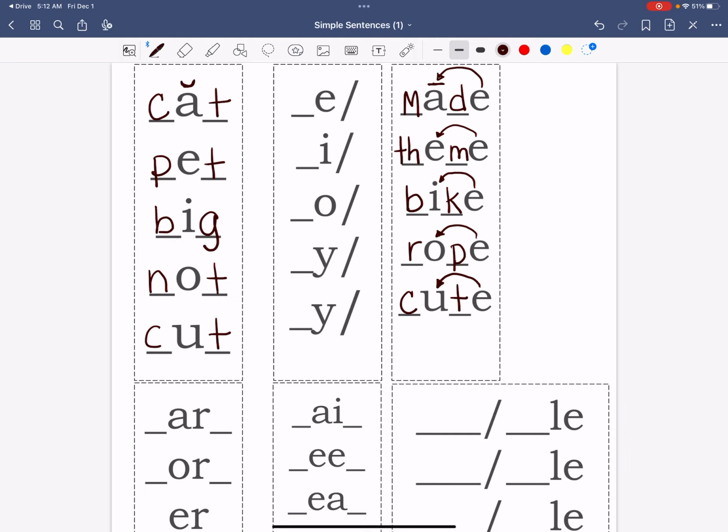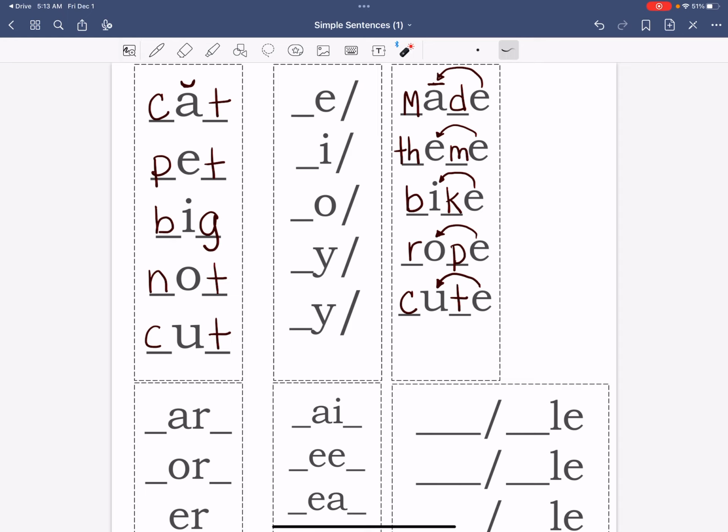So far, we've learned that if we have a closed vowel, or a consonant next to the vowel before we end the syllable, we say its sound. But if we have a silent E, we say the vowel's name. Okay. Now, there's another time when we say the vowel's name, and that is when we have an open vowel.